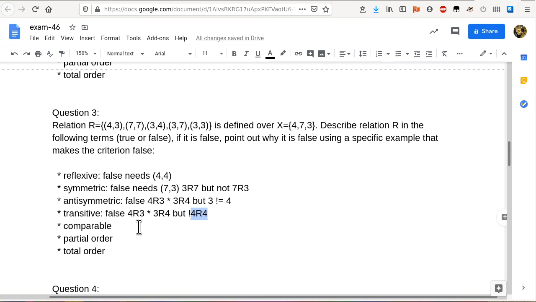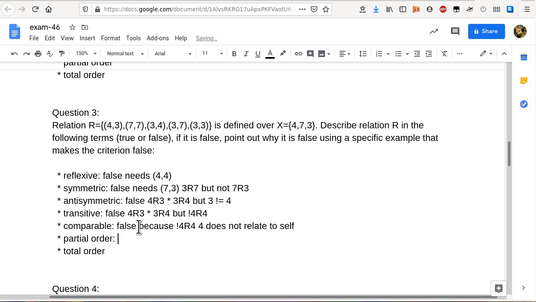Okay, comparable. With comparable, everything has to relate to everything else. So once again, the lack of 4R4 can also explain why it is so. So false because 4R4 is not there, because 4 does not relate to itself.